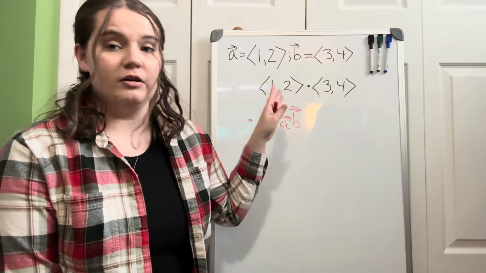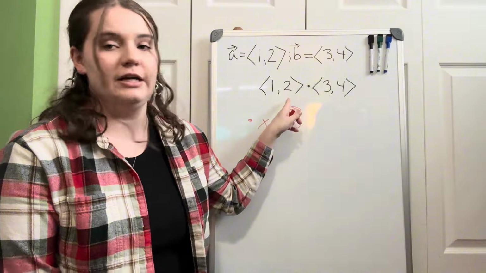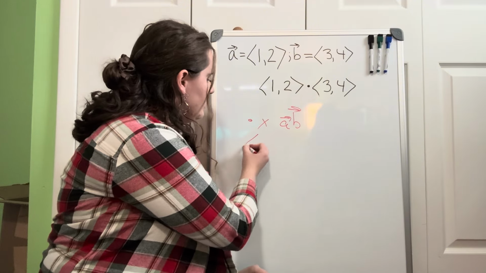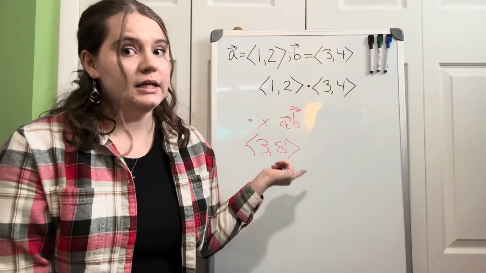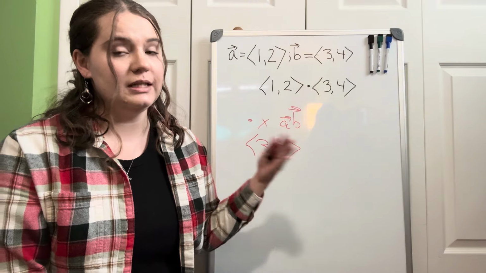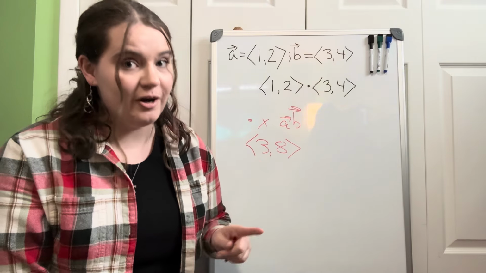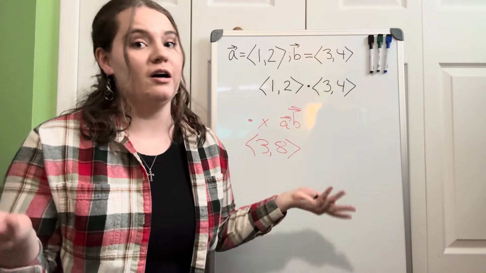So you take your x's, 1 and 3, and your y's, 2 and 4, and you get this new vector, 3 and 8. While this is the multiplication of the two vectors, it is not a dot product. A dot product is something different. It's what we call a scalar.